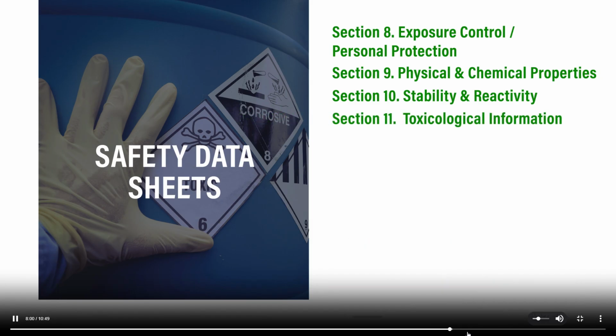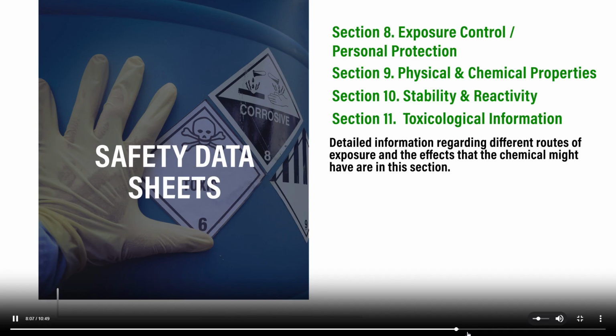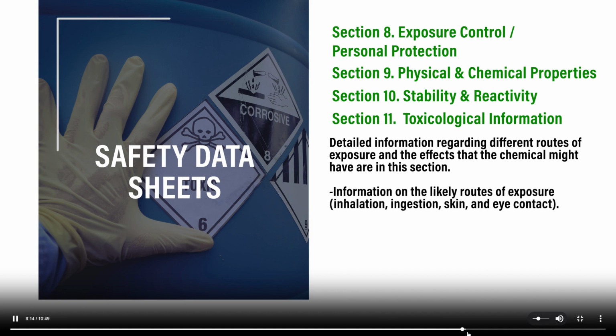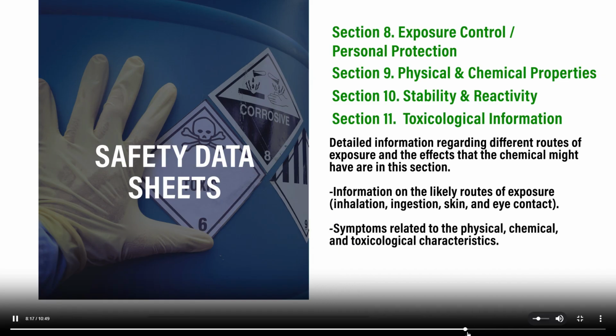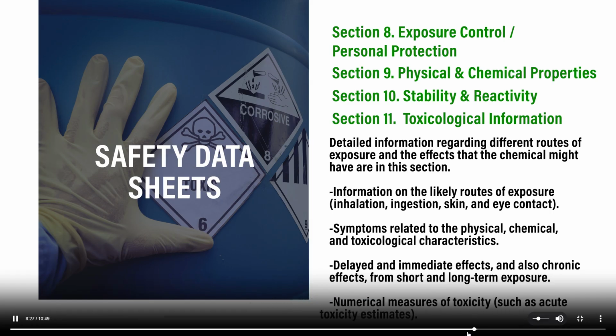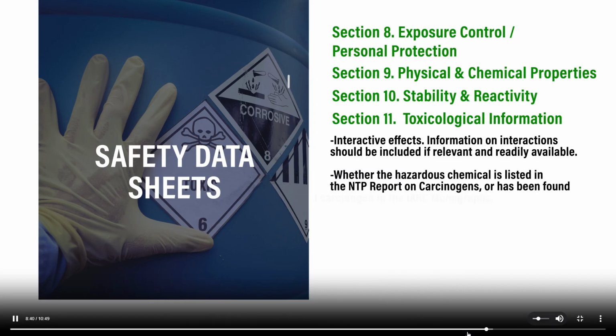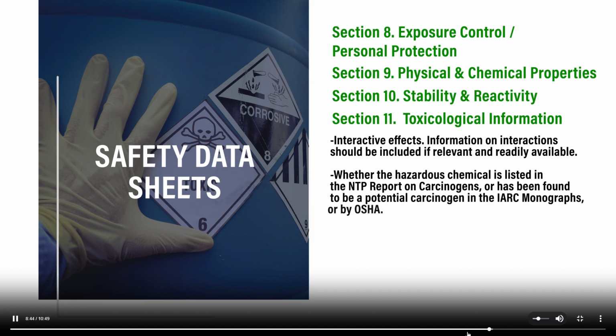Section 11 pertains to toxicological information. Detailed information regarding different routes of exposure and the effects that the chemical might have are in this section. They include information on the likely routes of exposure, symptoms related to the physical, chemical, and toxicological characteristics, delayed and immediate effects, and also chronic effects from short and long-term exposure, numerical measures of toxicity, such as acute toxicity estimates, interactive effects. Information on interaction should be included if relevant and readily available, and whether the hazardous chemical is listed in the National Toxicology Program Report on Carcinogens or has been found to be a potential carcinogen in the International Agency for Research on Cancer monographs, or by OSHA.